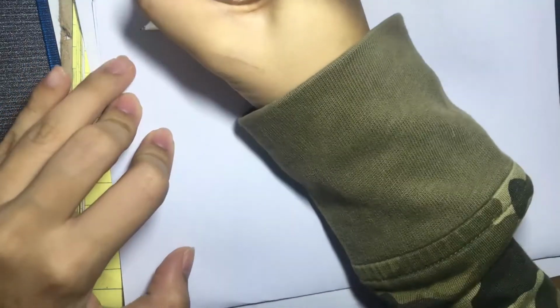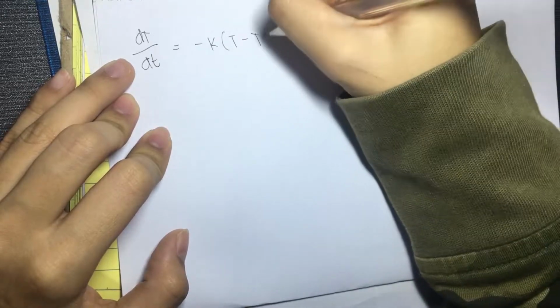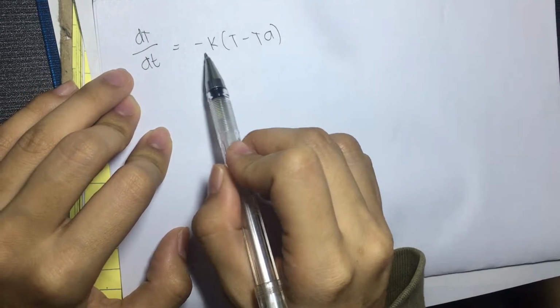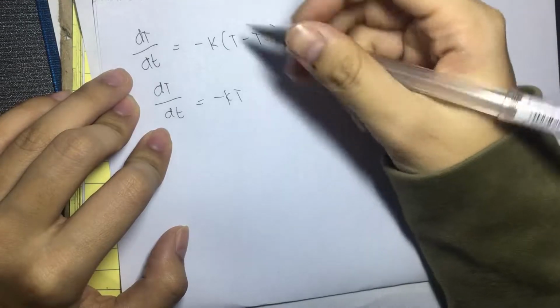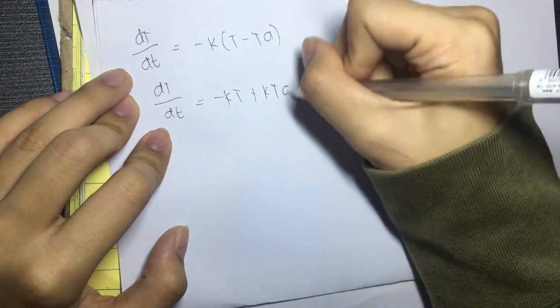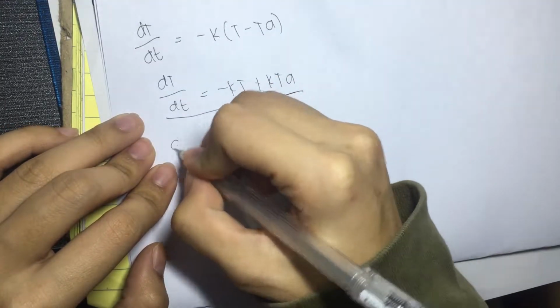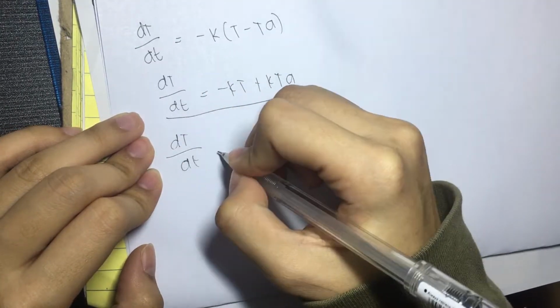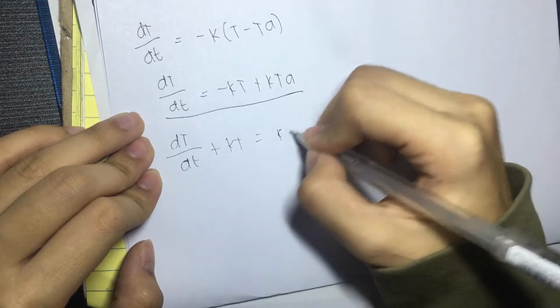So we will use the method of integrating factor. dT/dt equals negative k times (T minus Ta). Distributing this negative k, it will be dT/dt equals negative kT plus kTa. And we will rewrite this to its standard form, where dT/dt plus kT equals kTa.